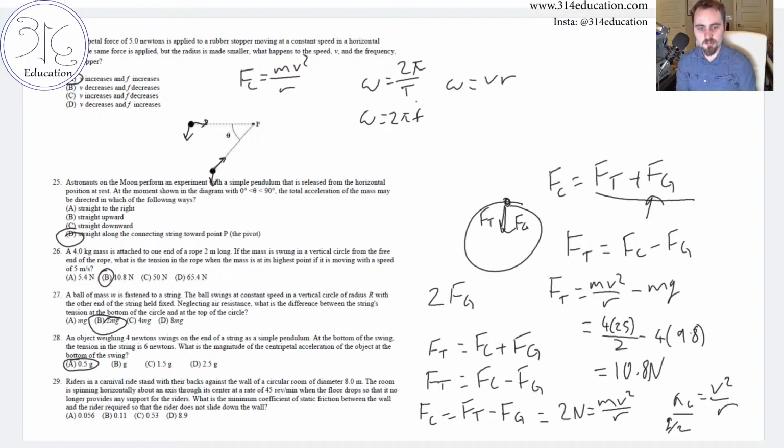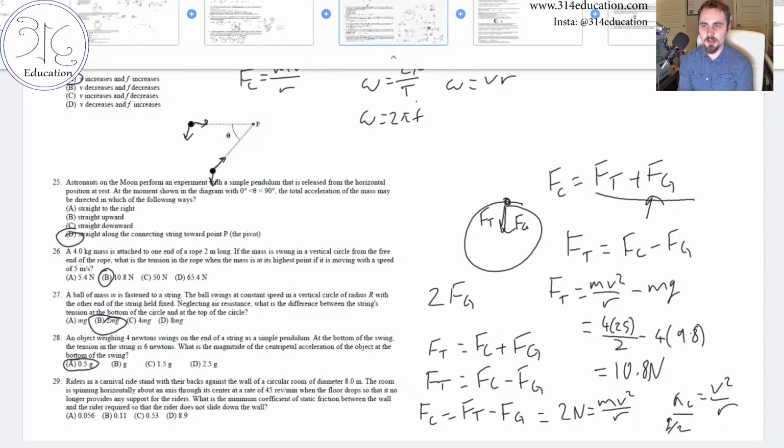All right, kind of running out of space here, but that's fine. If we do need more space, we'll just get a new page. We've got riders in a carnival ride standing with their backs against the wall of a circular room of diameter 8 meters. The room is spinning horizontally about an axis through its center at a rate of 45 revolutions per minute, when the floor drops so that it no longer provides any support for the riders. What is the minimum coefficient of static friction between the wall and the rider required so that the rider does not slide down the wall?